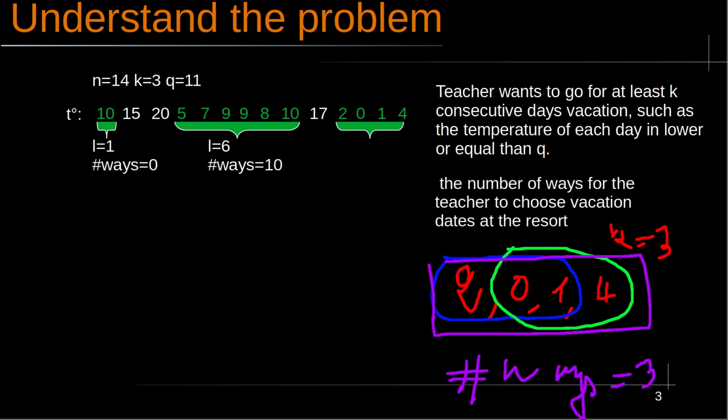Same for the last 4 days, because we have here 2, 0, 1, 4, all less than 11. Same here, we have 17, which we can't choose because it's larger than 11. So for these four days, as we have seen, the length is 4, and he has 3 ways to choose his vacation from these 4 days. So the total number of ways is equal to 13 for these 14 days.